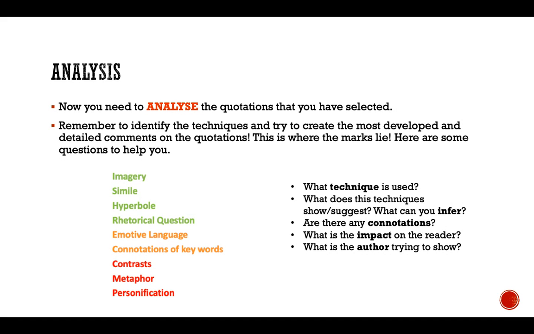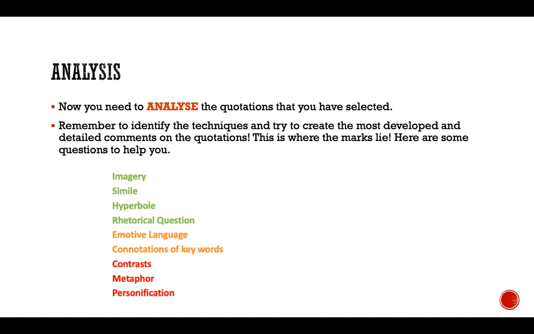What's the impact on the reader? What does the reader understand from this use of language? How are they impacted? Might they have a particular emotional response to what's going on? And then finally, what is the author or the poet trying to communicate? What are they trying to say? What are they trying to show? What's their purpose in writing it? So for each quote, these are the things you need to make notes about, all right?